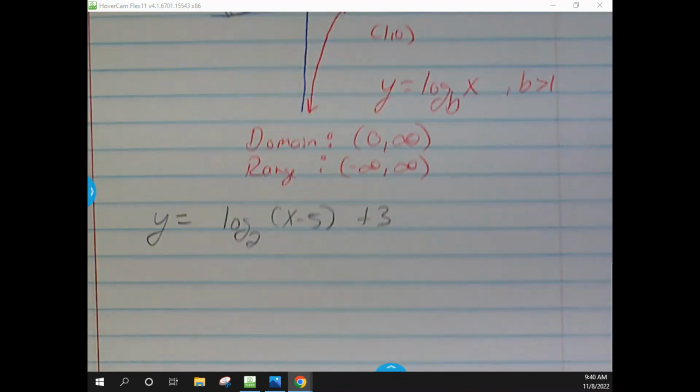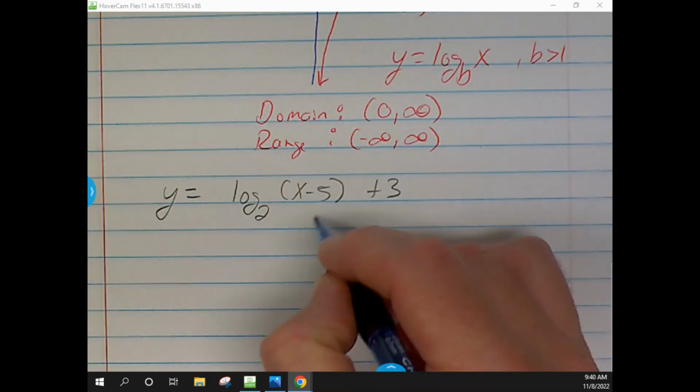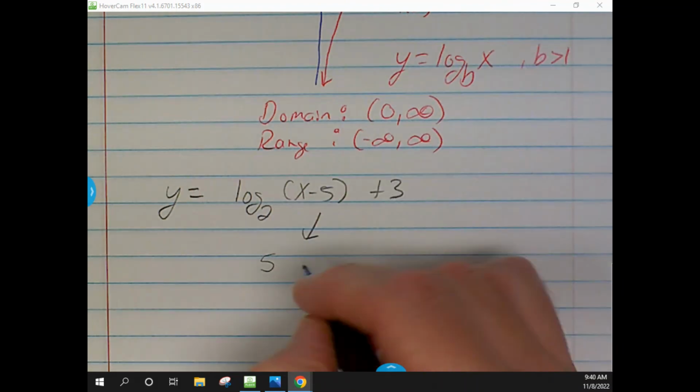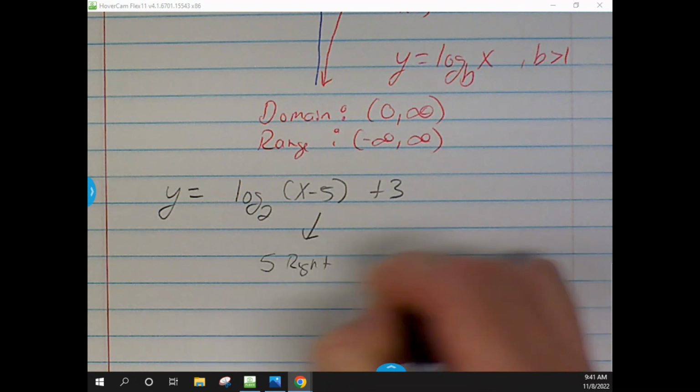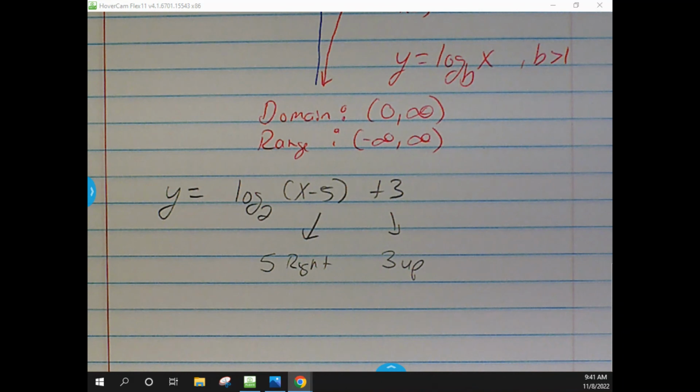Okay, so if I ask you to graph this one, and we might actually graph it, we'll just do this. What's going to happen with the minus 5 that's on the inside? Guess what it's going to do? Yeah, it's going to go 5 opposite horizontal, right? It's going to move it 5 spaces, not to the left, but to the right. And then the plus 3 means we're going to move it 3 spaces up.